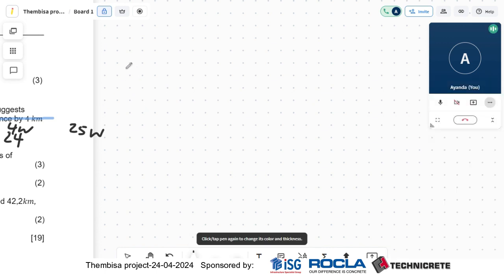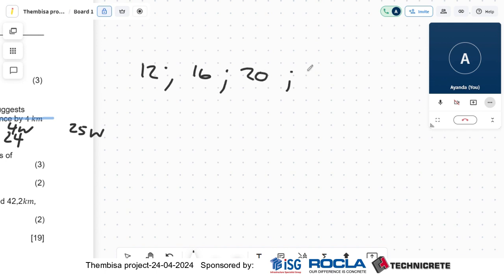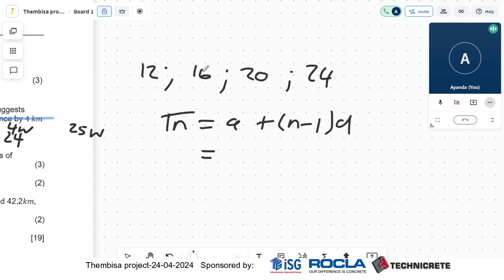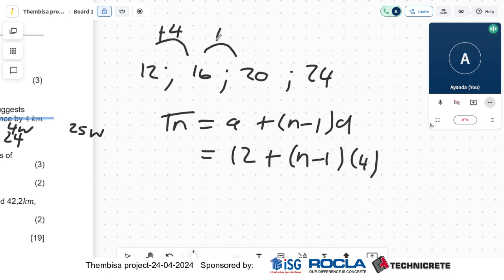Remember, in the first week, we're suggested to run 12 kilometers, then 16, 20, then 24. So we're going to use the formula for an arithmetic sequence, which is Tn is equal to a plus n minus 1 times d. A is our first term in the sequence, which is 12. So that's 12 plus n minus 1 remains as it is, and our difference we know is 4. We were told that in the question. So there's a difference of 4 kilometers each week in the training program.